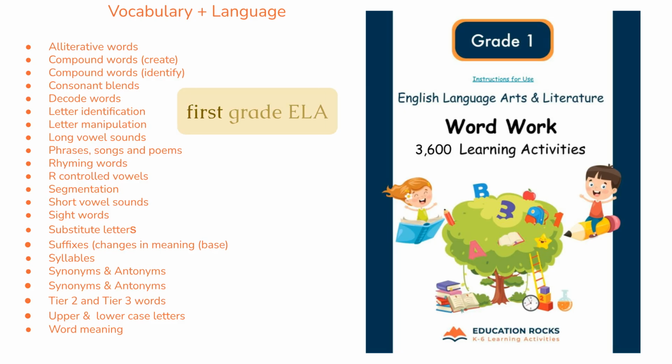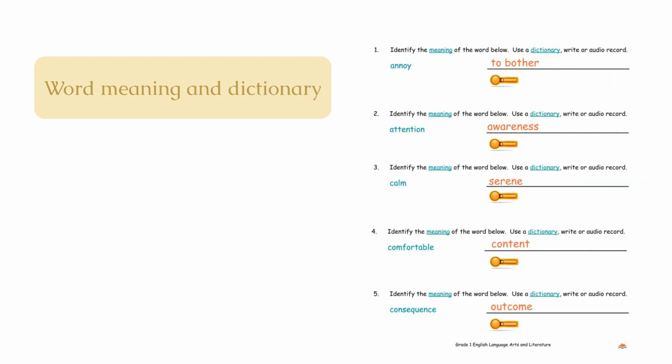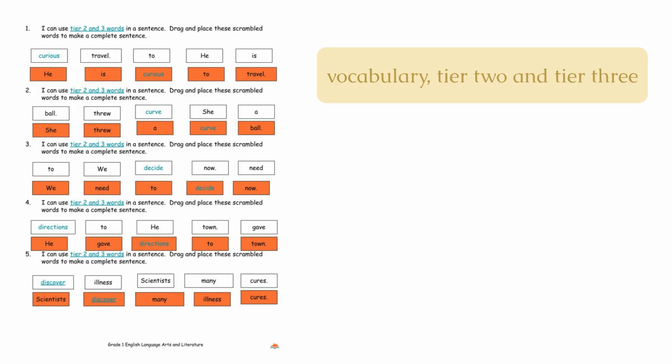There are 6 first grade ELA units. This one is the word work unit plan, or vocabulary and language. Units are excellent for morning work, targeted independent practice, and/or assessments. Word meaning and dictionary skills. Vocabulary, Tier 2 and Tier 3 words.